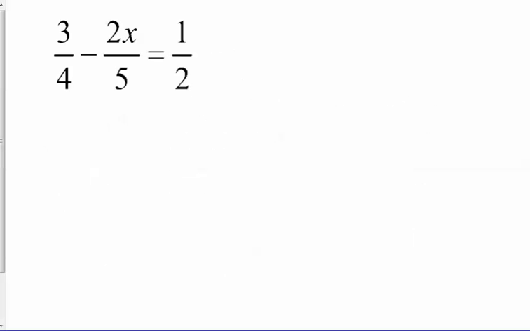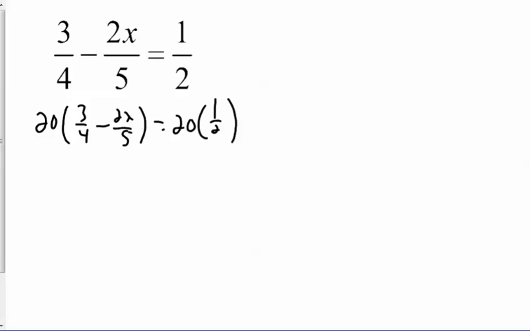Another example could be this one. This one's 3/4 minus 2x over 5 equals 1/2. So in this one, the common number is 20. So I would encourage you to see if you come up with that answer on that one. Well, let's just do it. If we go ahead and multiply both sides by 20, then what I have now is 60 over 4 minus 40x over 5 equals 20 over 2.